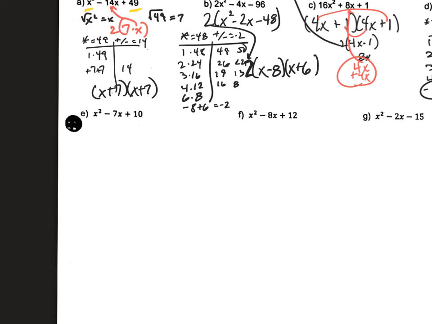Now you might be able to do this without the chart. So think two numbers that when you multiply you get 10, and if you add or subtract them you get 7. Well, 10 times 1 isn't going to work. 2 times 5, and both are negative. So if you can do this in your head, then do it.